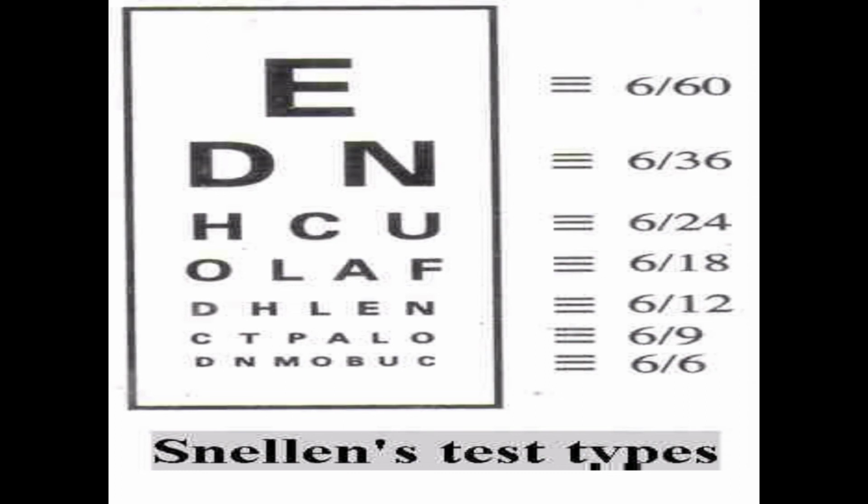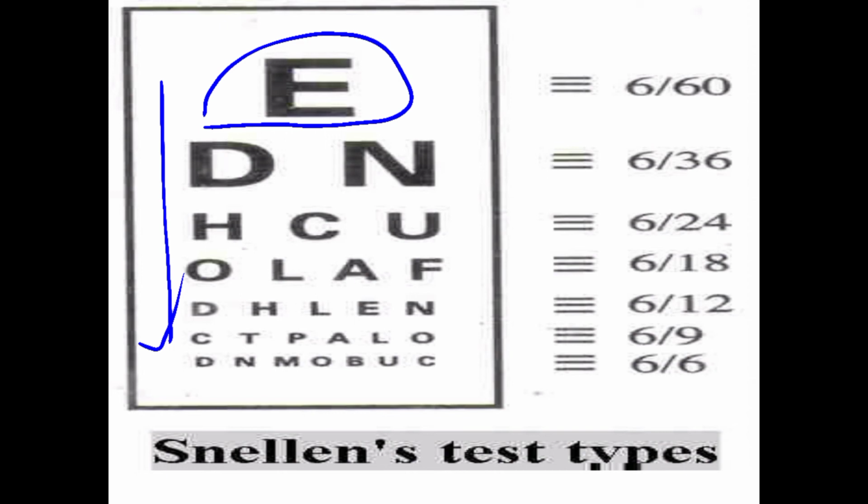So here, all the words are designed like the first word. You have to stand at 60 meters and recognize what the alphabet is. If you tell it correctly, if it is E, then your visual acuity is 6/6, that is normal. If you can't recognize it, then they will tell you to come to 36 meters.